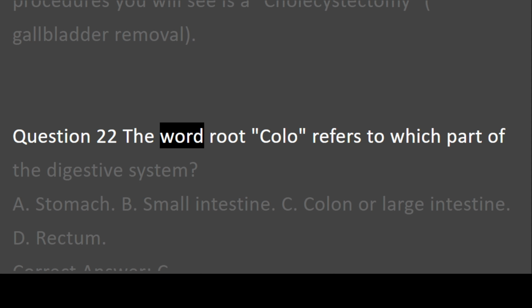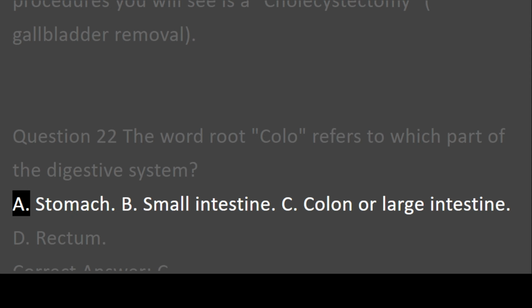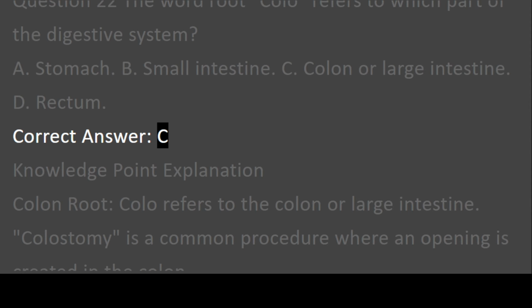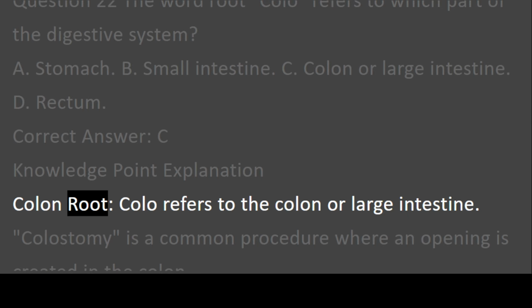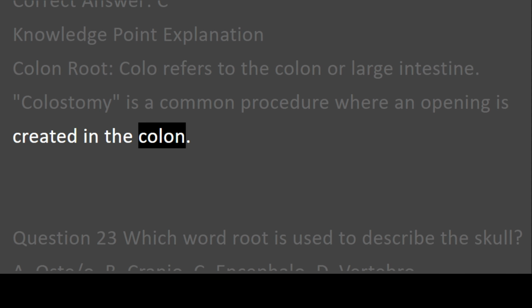Question 22. The word root colo refers to which part of the digestive system? A. Stomach. B. Small intestine. C. Colon or large intestine. D. Rectum. Correct answer, C. Knowledge point explanation. Colon root, colo refers to the colon or large intestine. Colostomy is a common procedure where an opening is created in the colon.